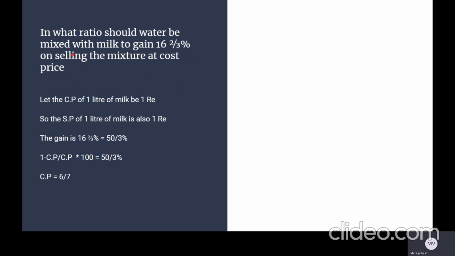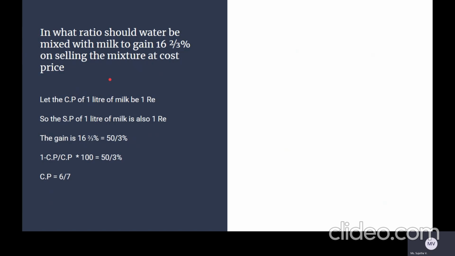So here we have a question where no data is given at all. The only thing that is given is the gain percentage, 16 and 2/3%. And one more detail that is given is you're selling the mixture at cost price. So how can we do this? Let us assume the cost price then, because nothing is given. So let us assume that the cost price of 1 liter of milk is 1 rupee, and it is given that the mixture is being sold at the cost price.